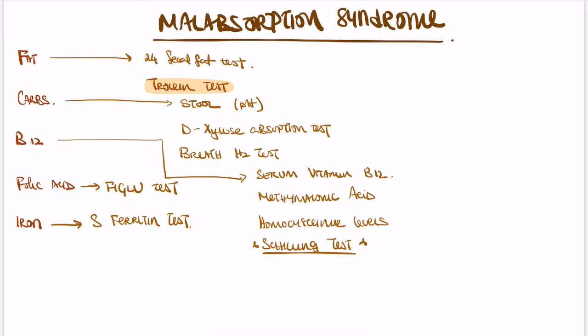So now that we know how to test these nutrients, the three most common malabsorption syndromes are celiac disease, tropical sprue, and Whipple's disease. Let's look through these one by one.